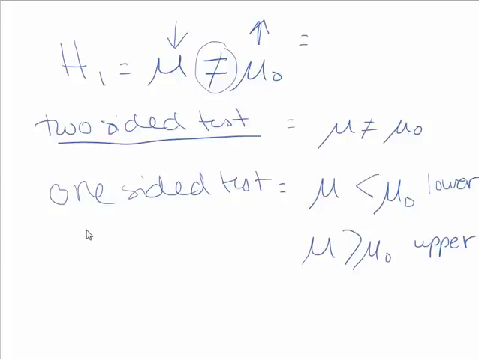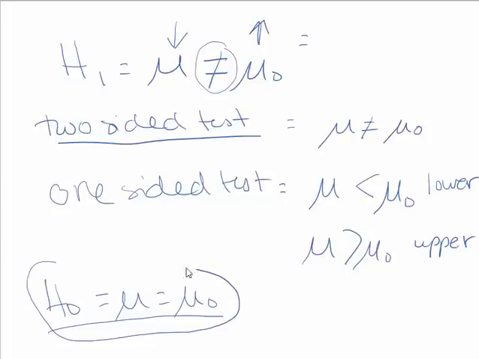And the determination of rejecting the null, again, which is this hypothesis, will ultimately be determined by the type of test. So we can use a one-sided or a two-sided test comparing that to this in order for us to ultimately accept or reject the null.